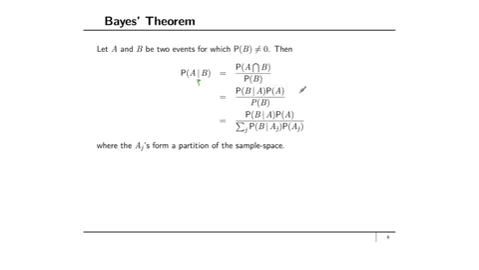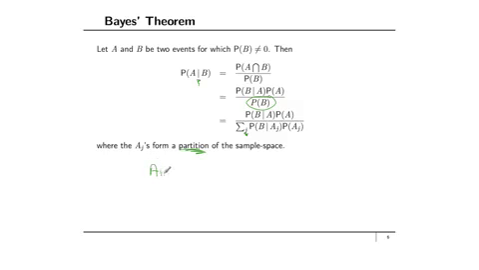So this is another way to write Bayes' theorem. And finally, if we like, we can expand the denominator here, the probability of B, and write it as the summation of the probability of B given AJ by the probability of AJ, and we sum over all AJs, where the AJs form a partition of the sample space. What do I mean by a partition? Well, I mean the following.